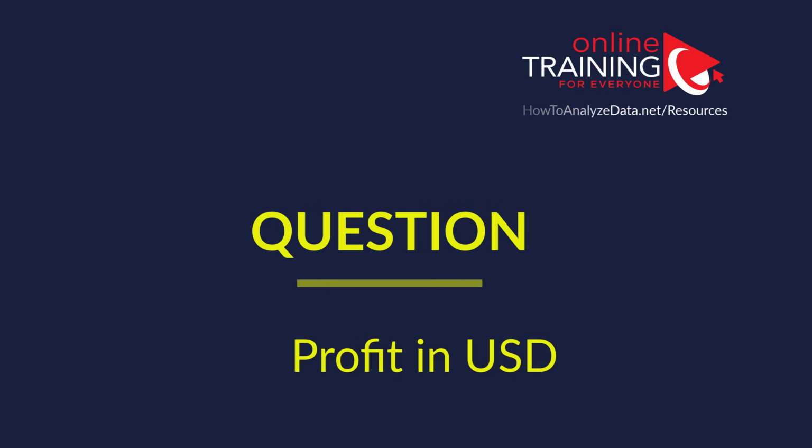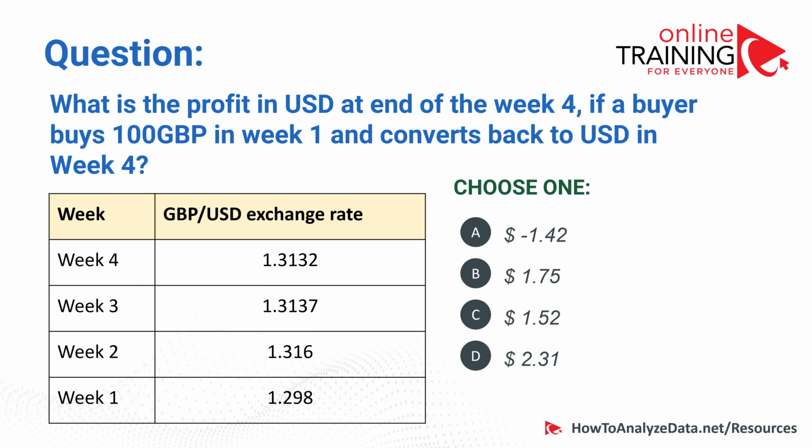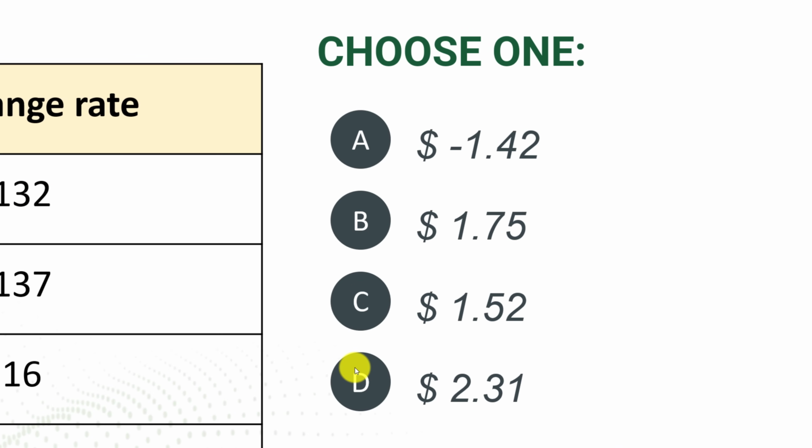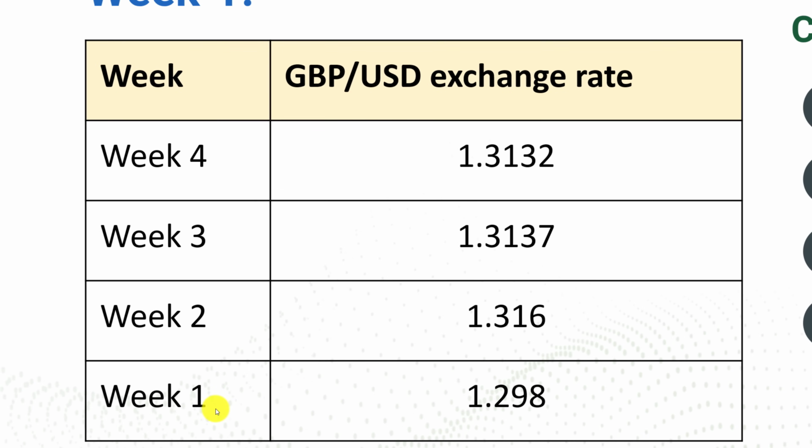Let's look at the question which you might get when applying for banking positions, insurance companies positions, or any other position within financial industry. What is the profit in US dollars at the end of week 4 if a buyer buys 100 pounds in week 1 and converts back to US dollars in week 4? You have 4 different choices presented, A, B, C, and D, and then you have a table, conversion rate between pounds and dollars for 4 weeks. In week 1, the conversion rate is 1.29, and in week 4, the conversion rate is 1.3132. Which one do you think is the right answer here?